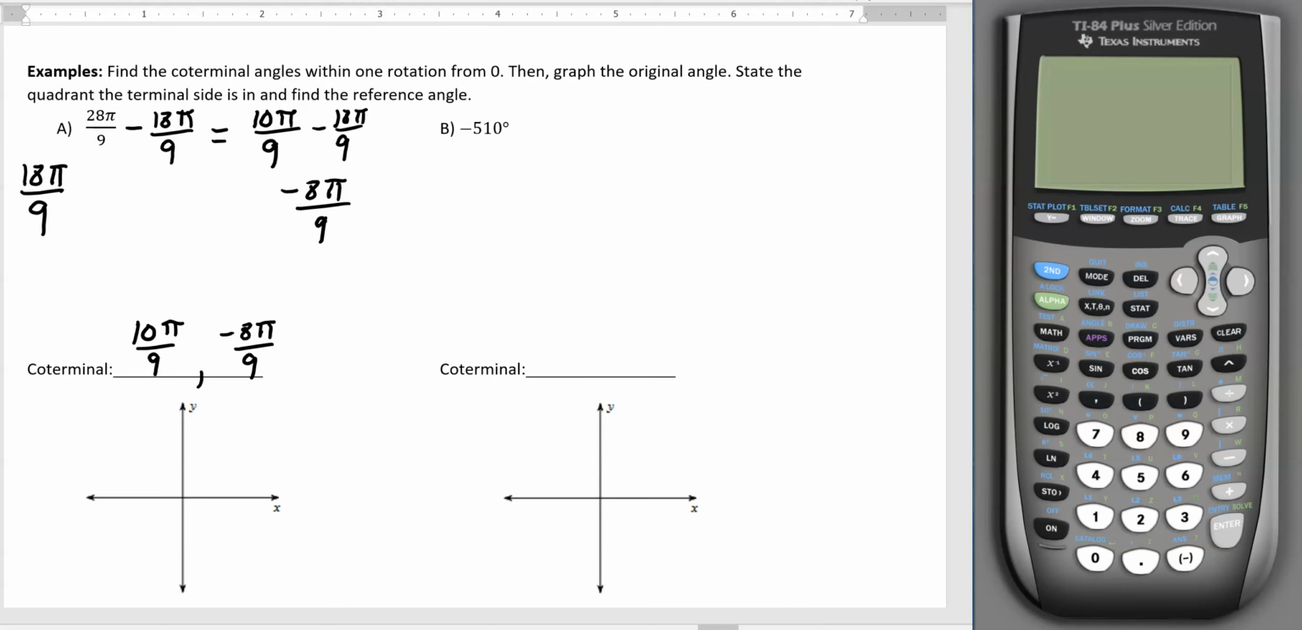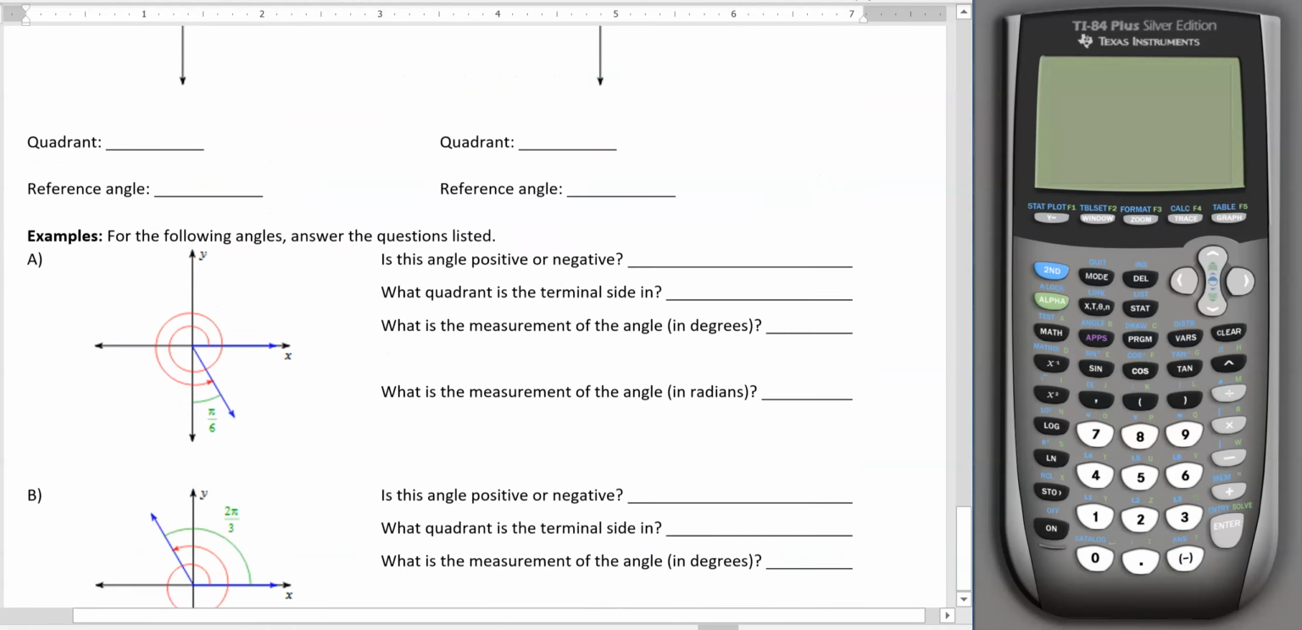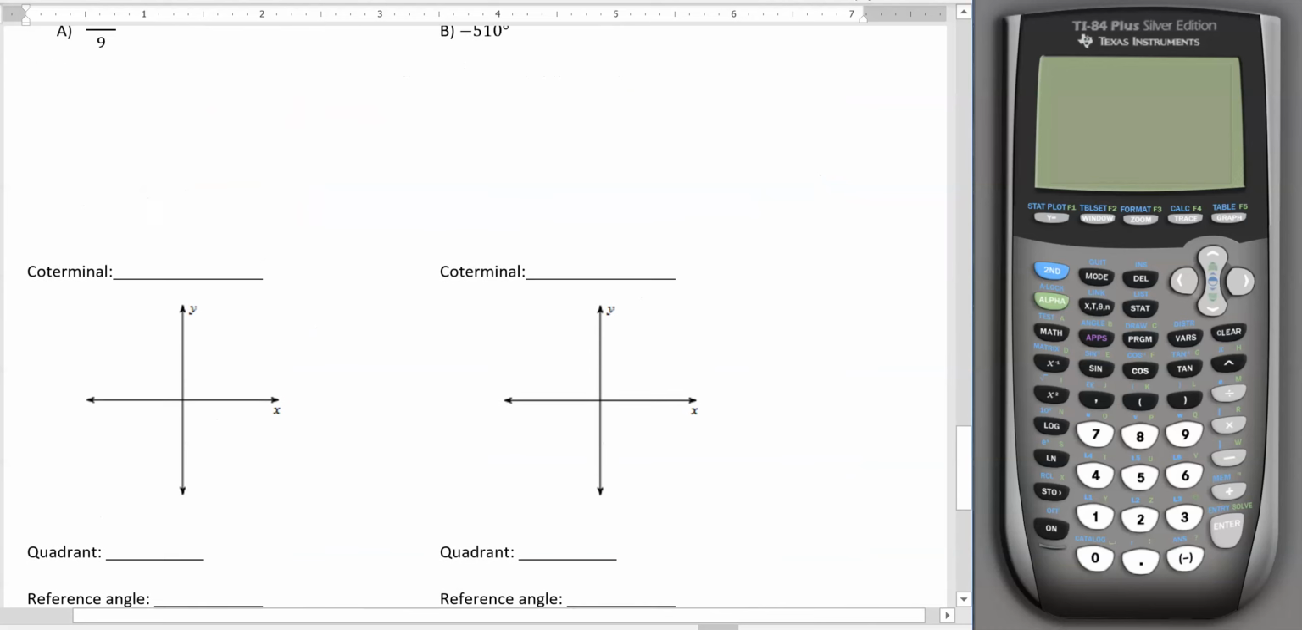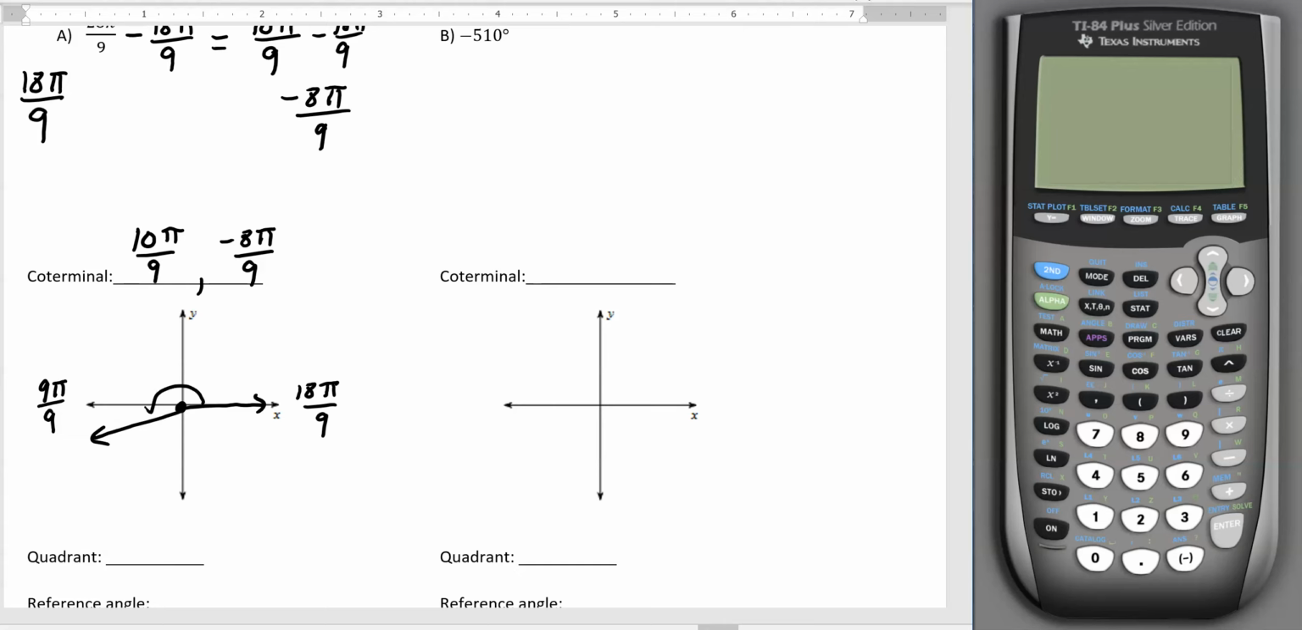Now 10 pi over 9 is pretty easy to graph. Let's shoot back up to the top here. 10 pi over 9 is pretty easy to graph if I think, well, 2 pi is a whole rotation. That's 18 pi over 9. So that means this is 9 pi over 9. So we're going just a little more than that x-axis, something like this. So that right there is 10 pi over 9 if I have this rotation.